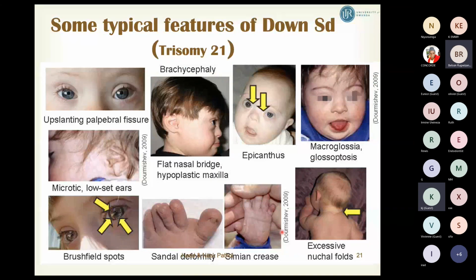So then we have the syndromes, such as Down syndrome. So Down syndrome, we have trisomy 21. So it means andi makromosome yasomko bisangwe ni kopi ebyiri ariko byagera kuri 21 zikaba kopi 3. So barangwa nibiki, upslanting palpebral fissures.